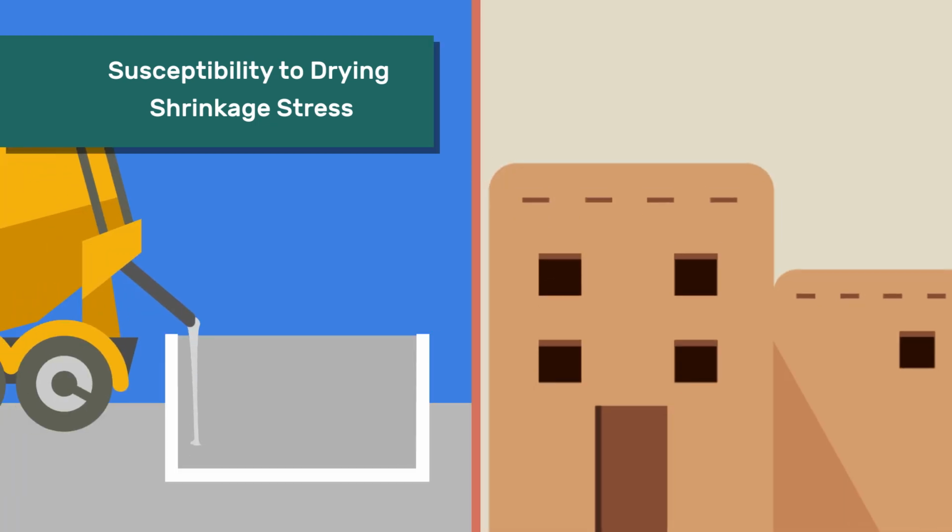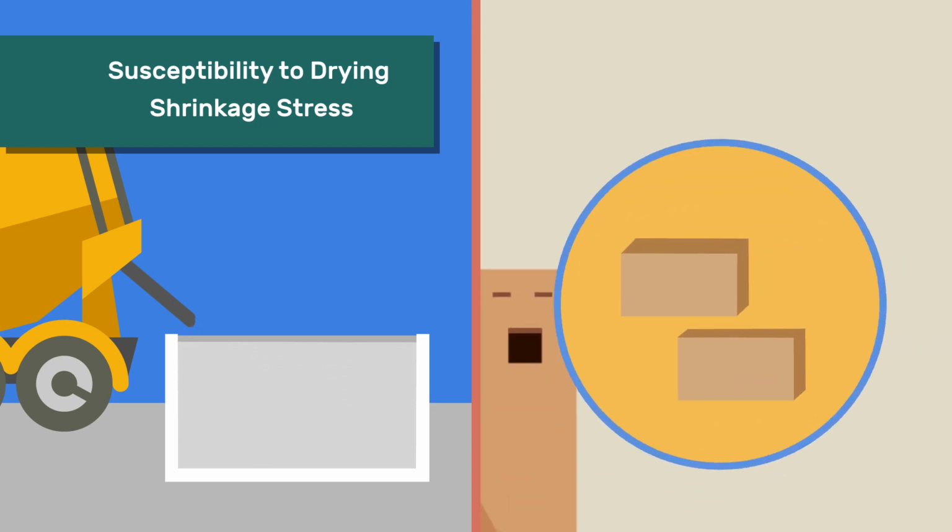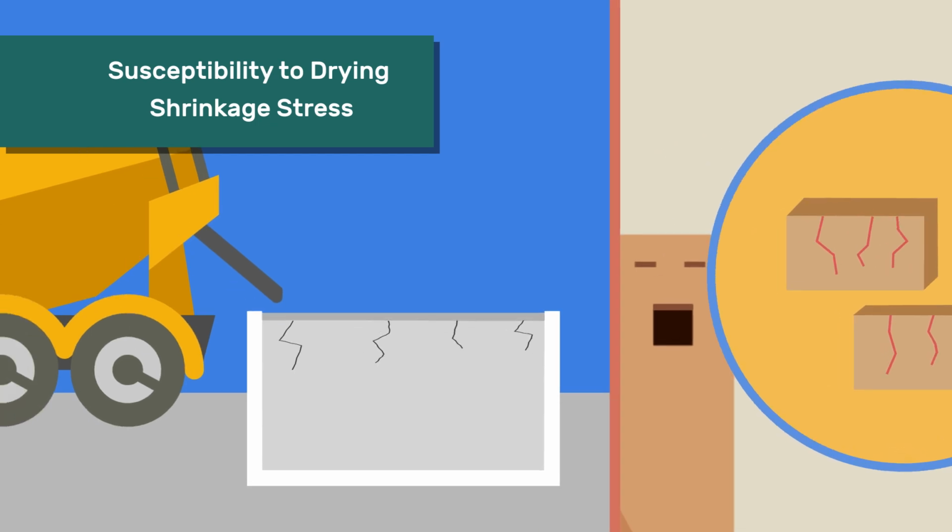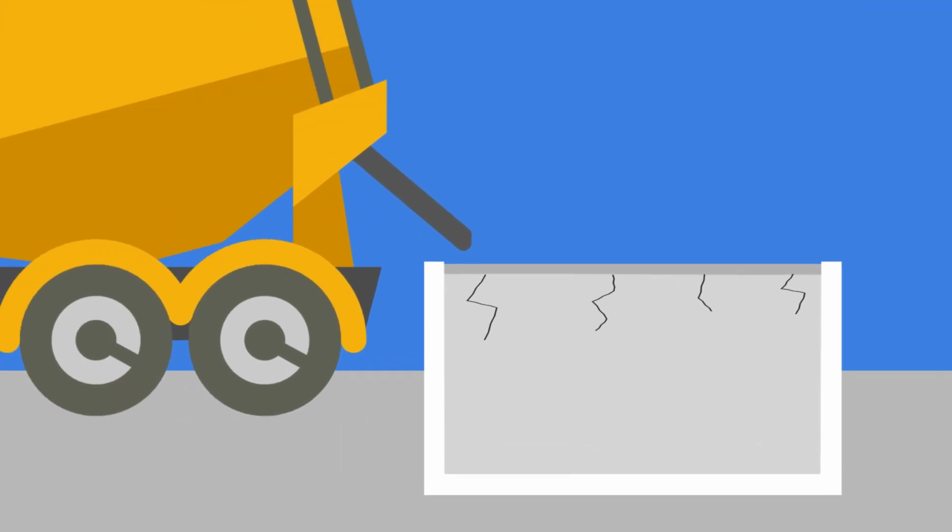Beyond this, mortars and other weak materials, such as adobe, are susceptible to drying stresses in their fresh state since they have a very low tensile strength. We now examine how to mitigate such problems.